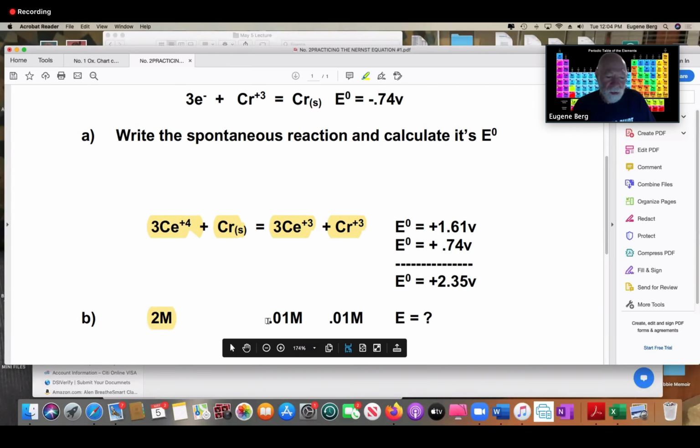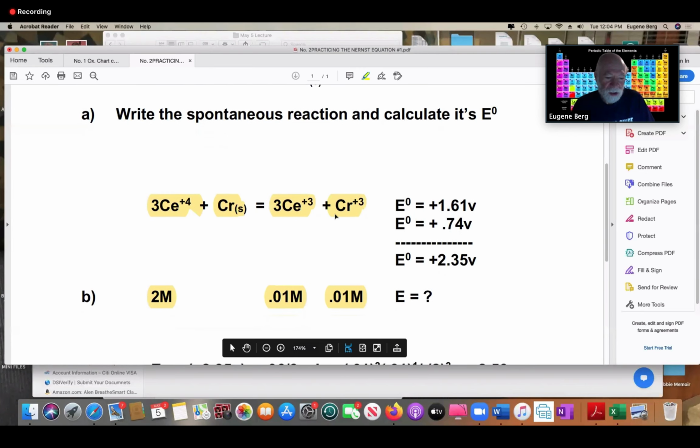Cerium 3+, I've made that 0.01 molar. So that's like a less in Le Chatelier's principle, which is going to help it go to the right. And the same thing on the last one. So my guess is, wouldn't you agree, the voltage should go up. Let's see how the calculation works out.